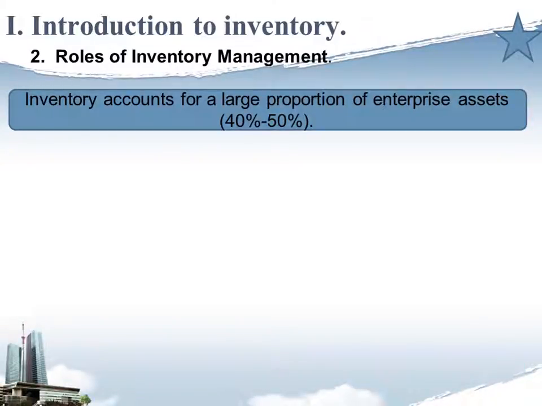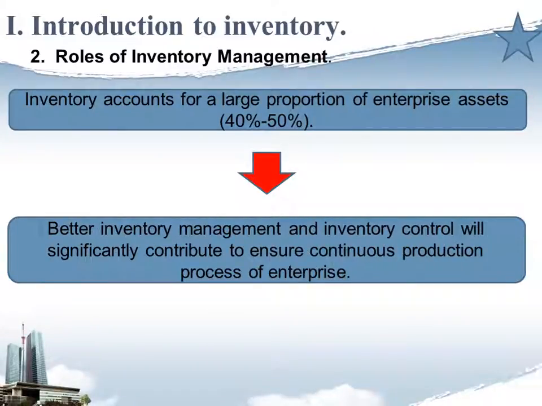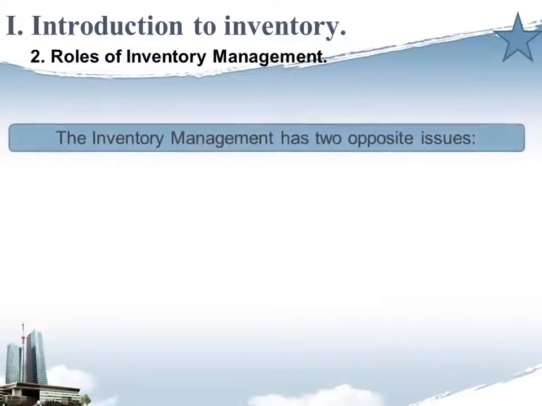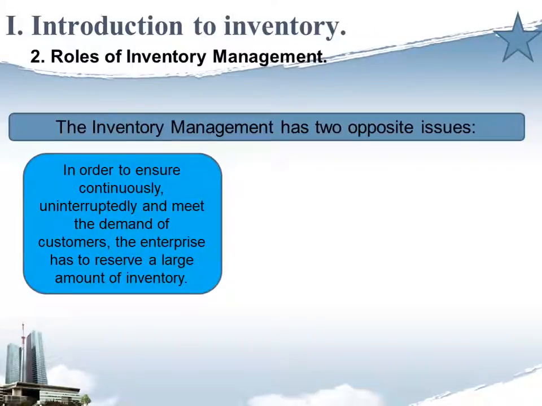The second, role of inventory management. Inventory accounts for a large proportion of enterprise assets, 40 to 50%, and better inventory management and inventory control significantly contribute to ensuring the continuous production process of the enterprise. The inventory management has two opposite issues.